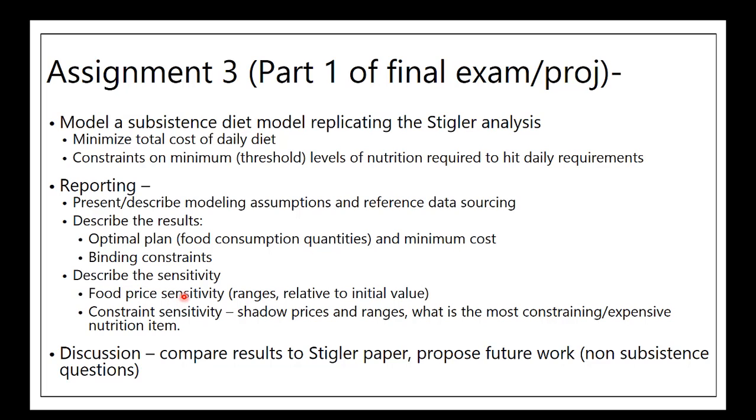Just describe the results, so the optimal plan, the minimum cost, what constraints are binding, and then do some description of sensitivity. So something about the food price sensitivity, like how likely is it for a small food price change to cause us to switch the minimum diet plan? And then think about constraint sensitivity and what those mean. Where do you get shadow prices that show up? Those will be on the binding constraints. And just how sensitive are those, right? So we'll talk about this a little bit as we move towards submission time for assignment 3.